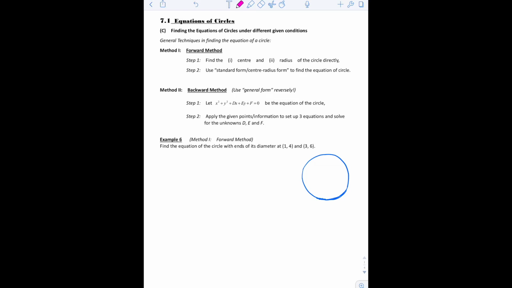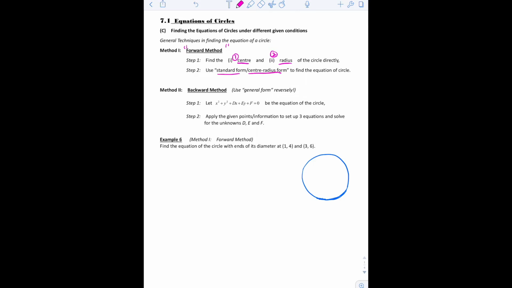Let me introduce the first method. We call it the forward method. Here, we will try to find two pieces of information about the circle. We have to find first the center and second the radius of the circle. Then we can use the center form, or center-radius form, to find the equation of the circle.